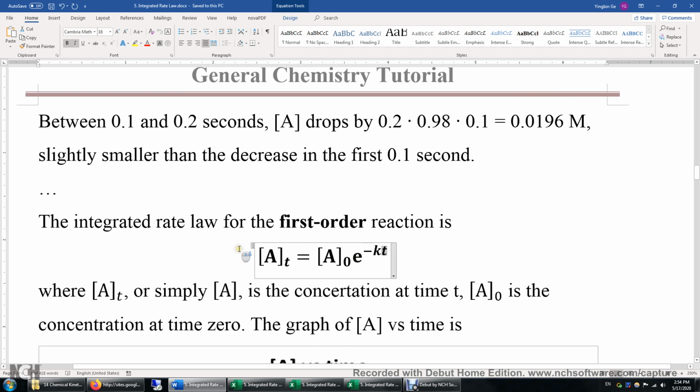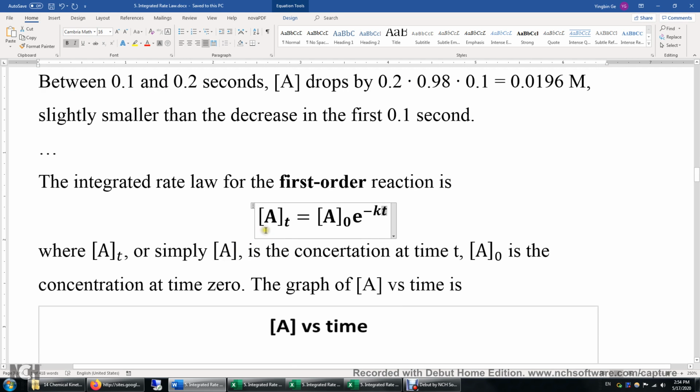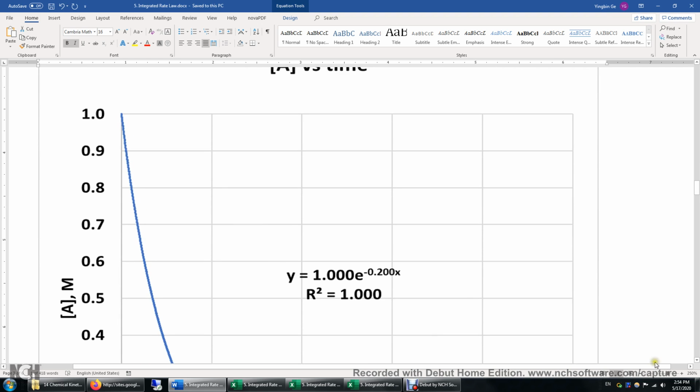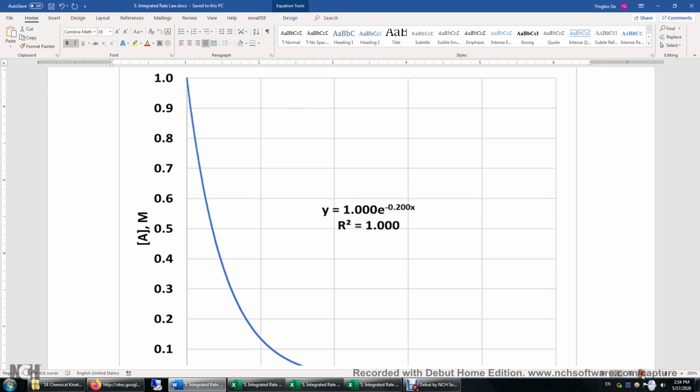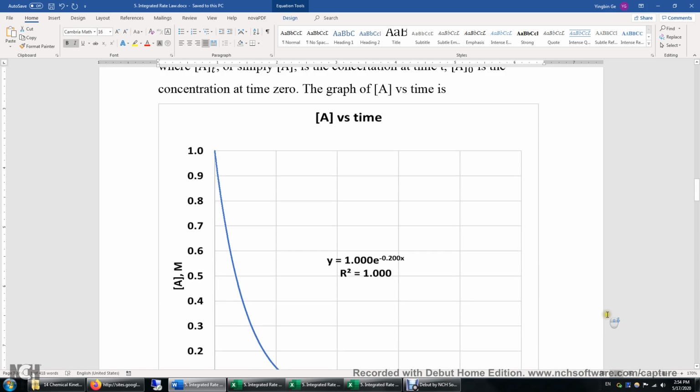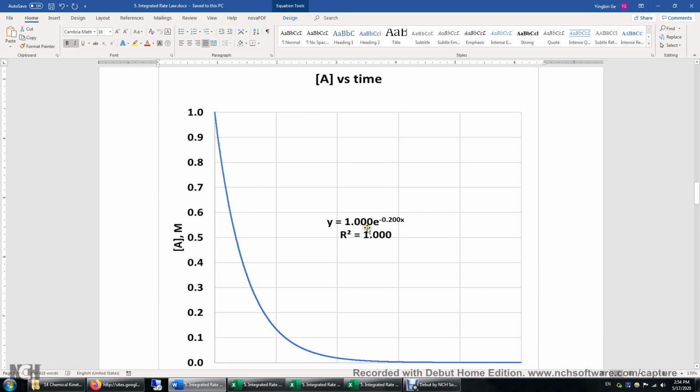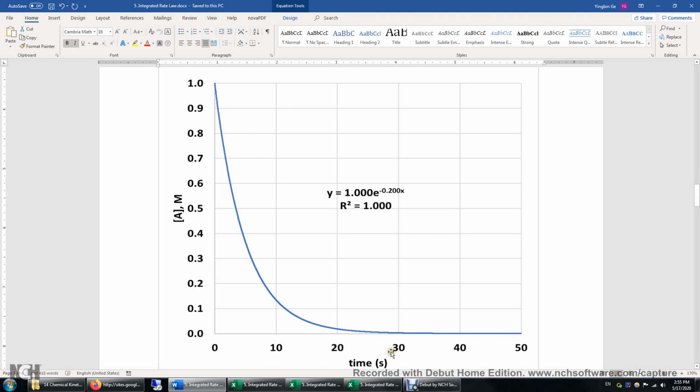All right. So now let's see what does the change of A with time look like. Right. So this is a very large graph. So I'm going to make it slightly smaller. This is how A changes with time. Okay. This is an exponential function. This 1.0 is A naught, and e to the power of negative kt. K is 0.2. This x is our horizontal axis, which is just time. Okay, and then y is our vertical axis, which is the concentration of A in molar.